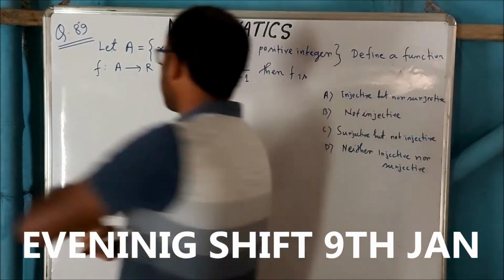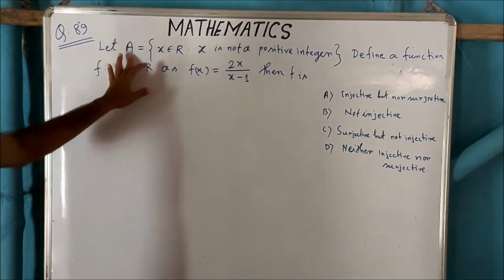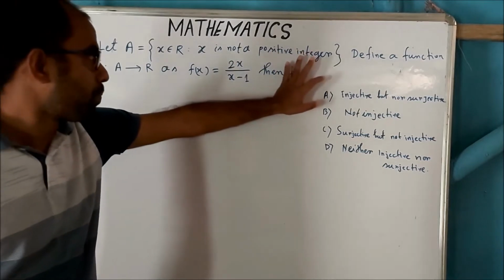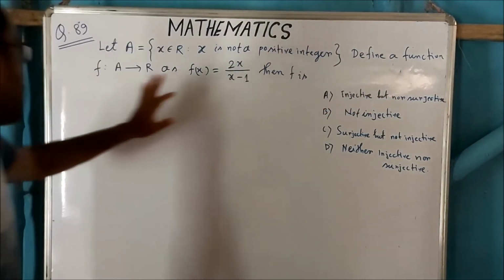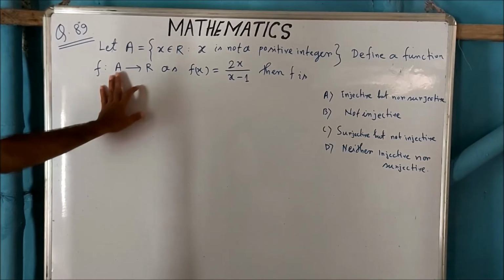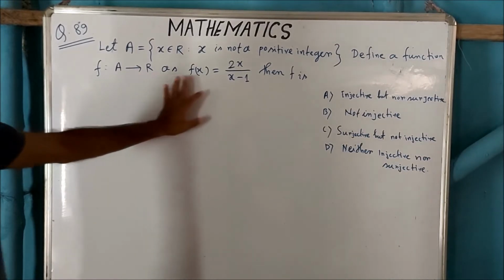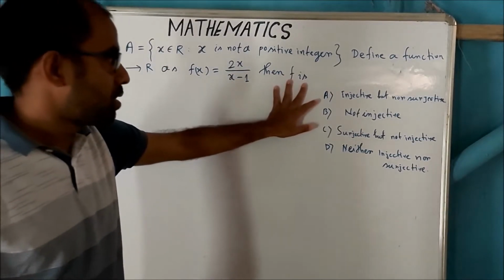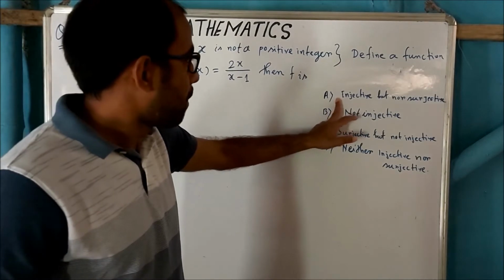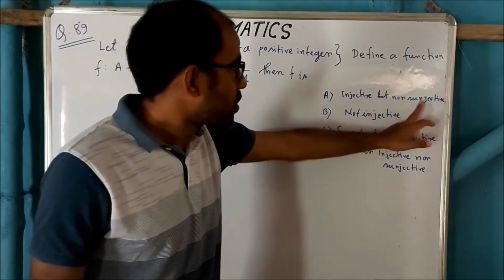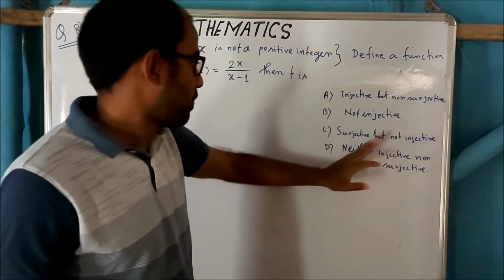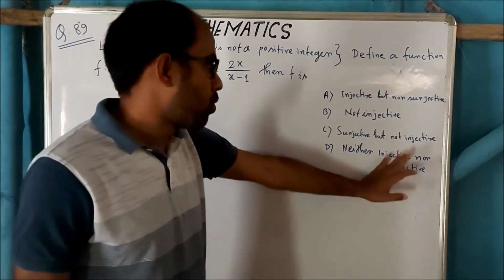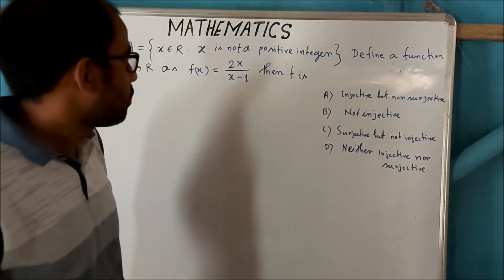The question is: let A equal to the set of x belongs to R, x is not a positive integer. Define a function f from A to R as f(x) is equal to 2x by x minus 1. Then f is: A, injective but not surjective; B, not injective; C, surjective but not injective; D, neither injective nor surjective. How to solve this problem?